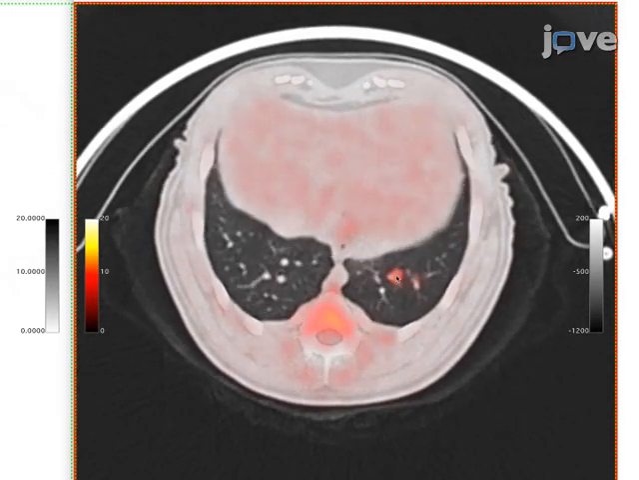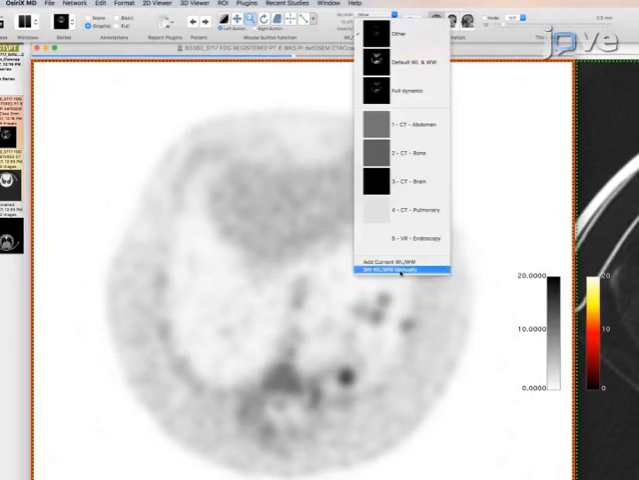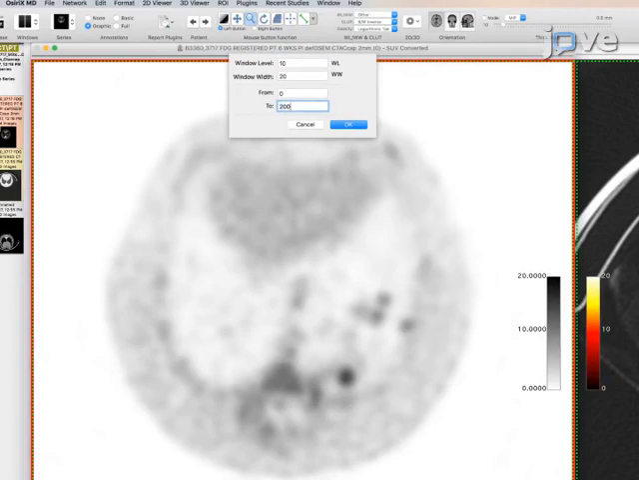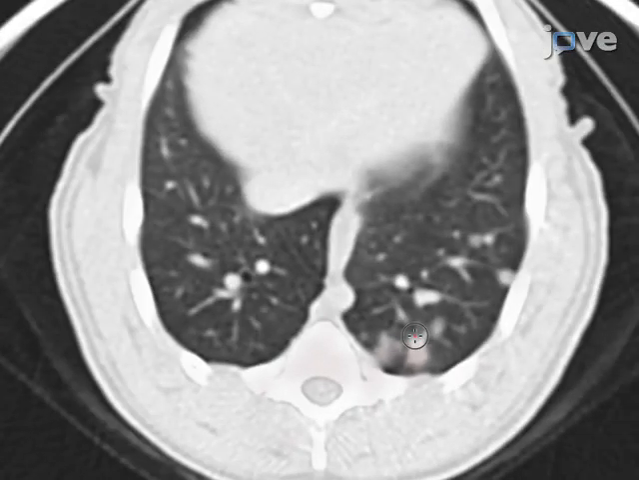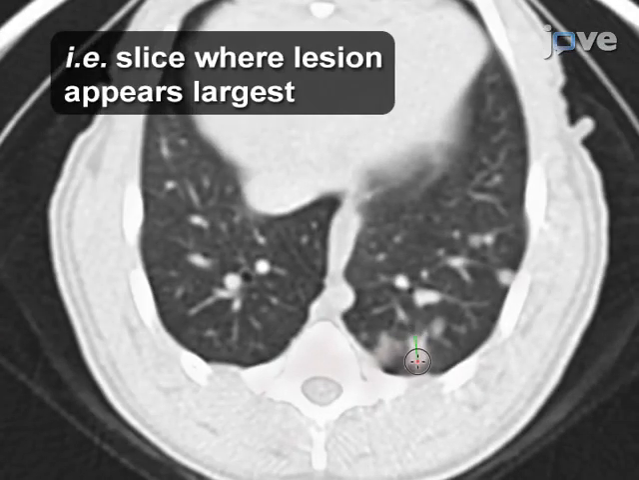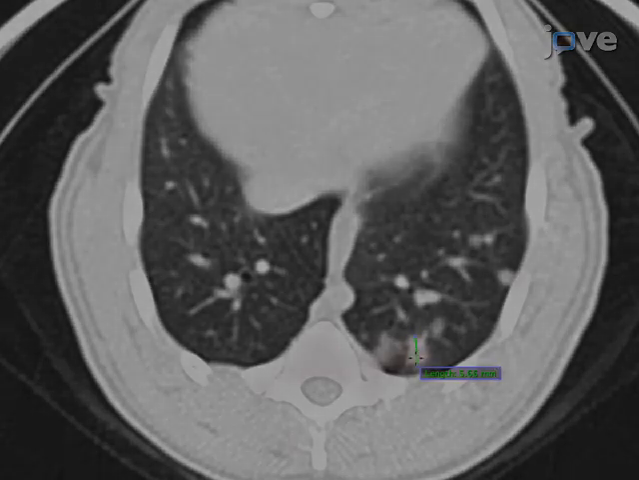To measure a lesion of interest, remove the PET signal so that only the CT is visible, and select the Length tool. Scroll until the slice that contains the largest portion of the lesion is visible, and draw a line across the longest length of the lesion. The data included in this region of interest will represent the length in millimeters of the diameter of the lesion.